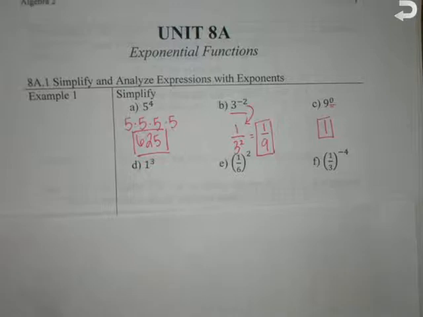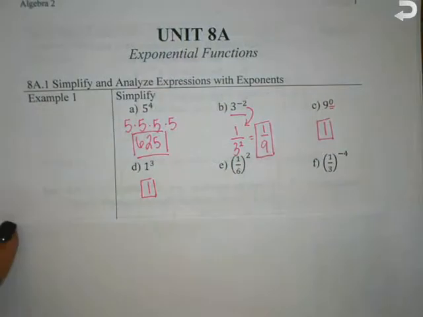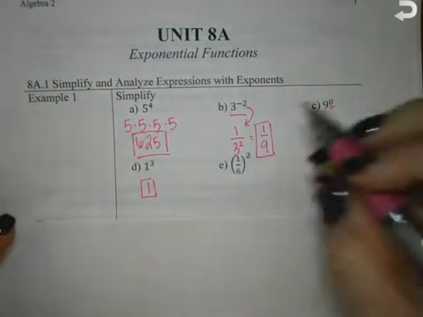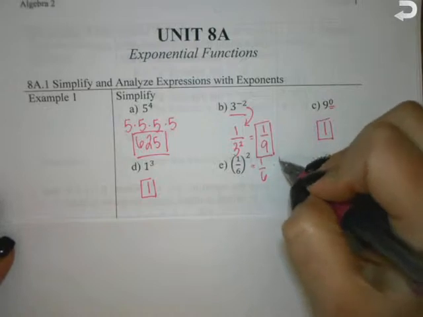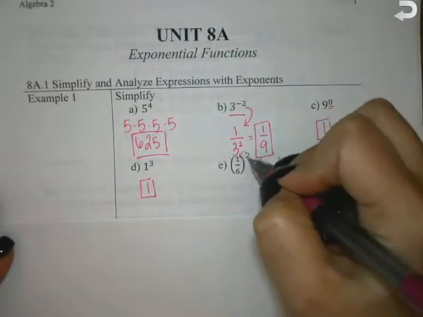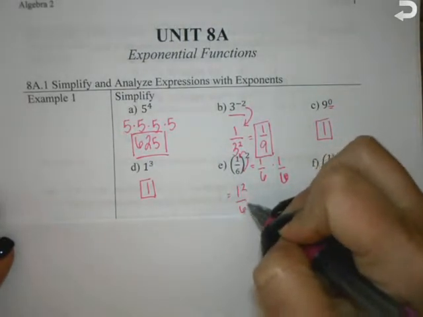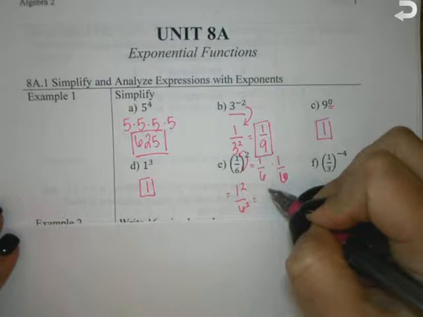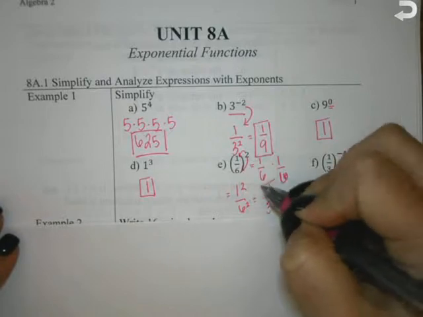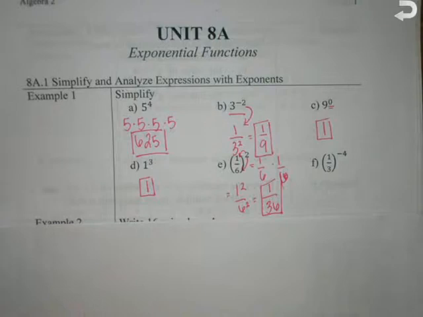Okay, what about 1 to the 3rd? That's 1 3 times, which is what? 1. Okay. 1 over 6 to the 2nd power. You can do this one of 2 ways. You could do 1 over 6 times 1 over 6. Or you can distribute the 2 to the top and bottom and get 1 squared over 6 squared. But both of them still come out to what? 1 over 36. Good.